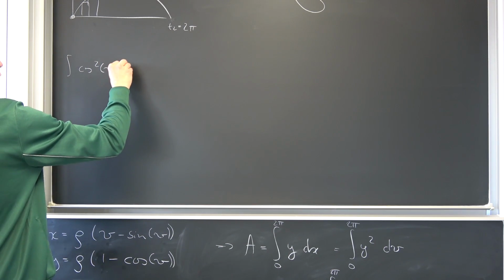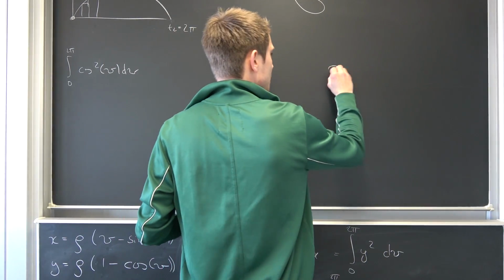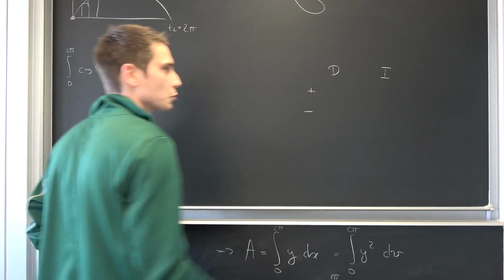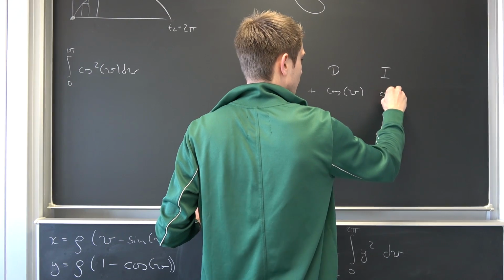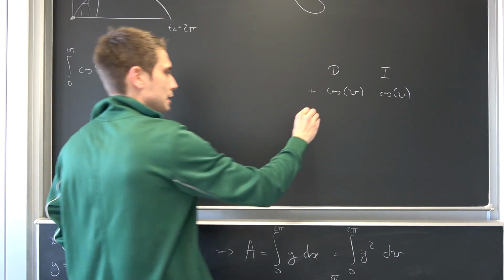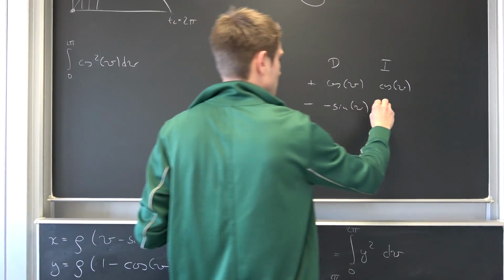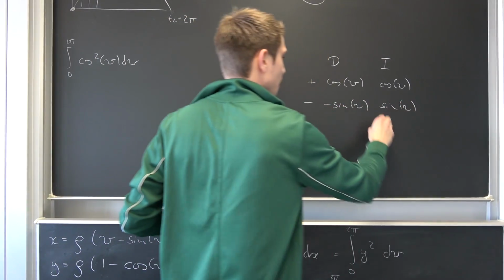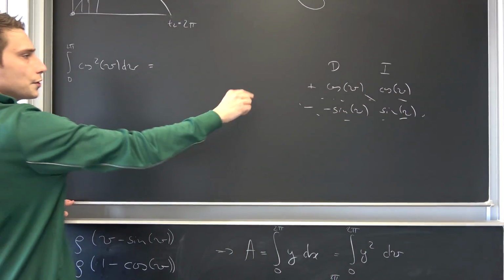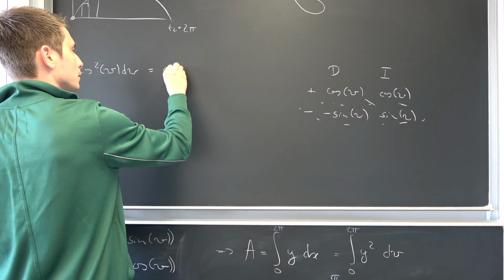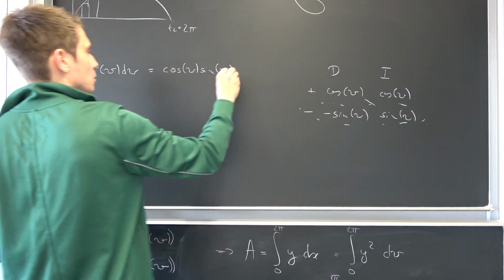Cosine squared of theta d theta from 0 to 2 pi. We need something to differentiate and something to integrate. We don't have many choices. Why not differentiate cosine and integrate the cosine? Differentiating the cosine leaves us with negative sine of theta. Integrating the cosine is going to give us sine of theta. Multiplying these together and taking the integral of this chunk is going to leave us with cosine of theta, sine of theta from 0 to 2 pi.